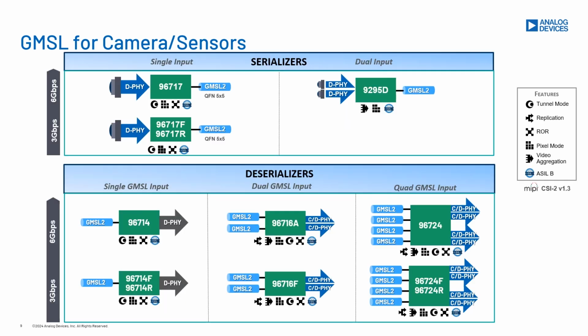In the past, GMSL2 devices were all hidden behind NDA, and we have selectively picked some products to fully release them online. For camera and sensors, we have a single input and a dual input serializer, and on the deserializer side, we have deserializer options that can connect to 1, 2, or 4 GMSL2 links.